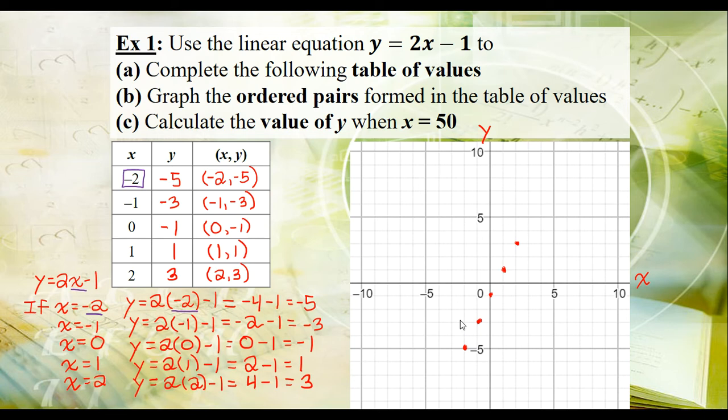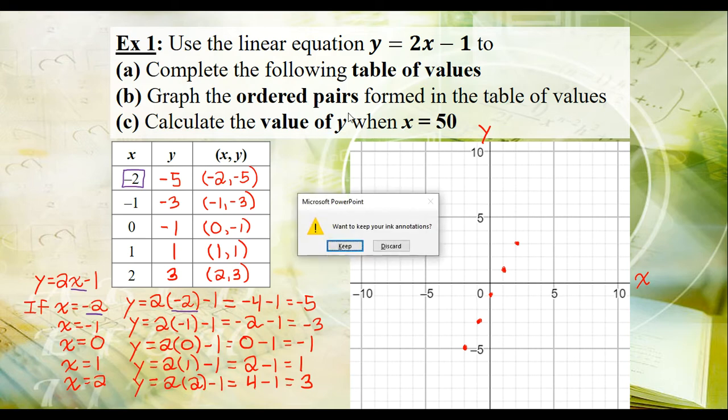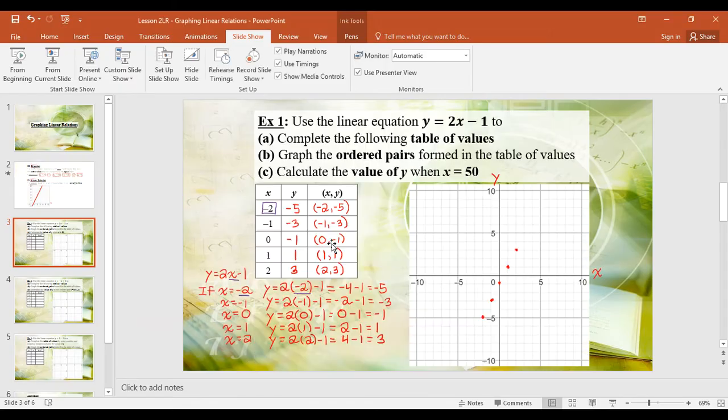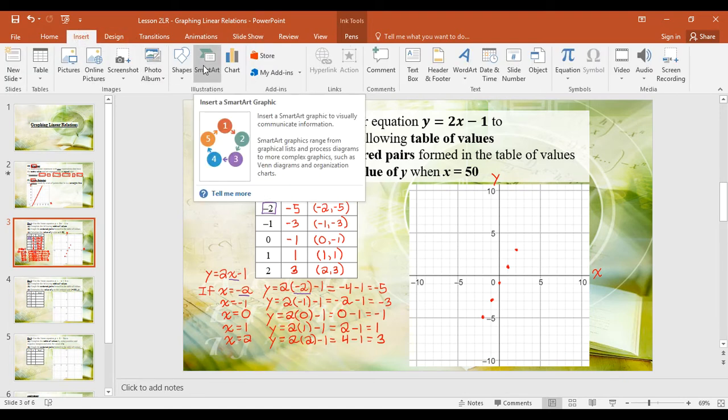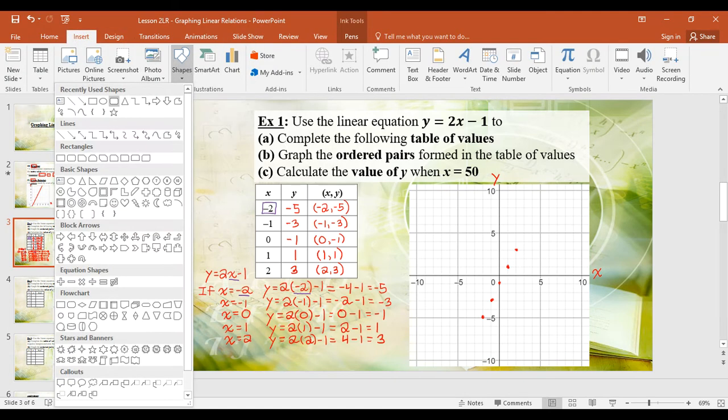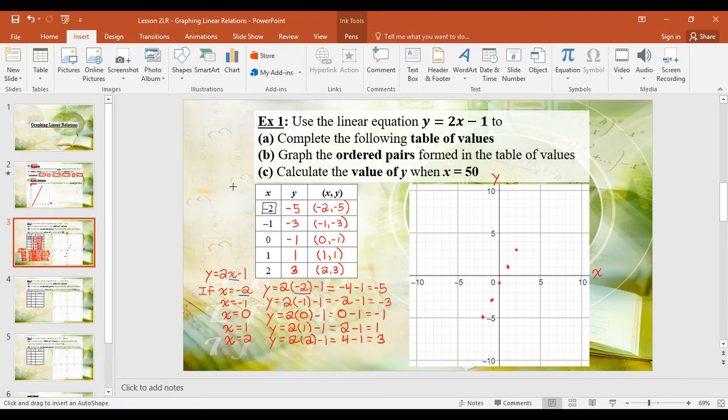Now, is it a linear relation or not? Well, we can confirm that if we just see if we can draw a straight line through it. And I can draw a straight line through it. So I'm just going to go here for a moment, and then I'm going to insert a line. There's absolutely no way I can draw a straight line with the drawing tablet, so I'm going to cheat and use a clip art or use a shape to do it.